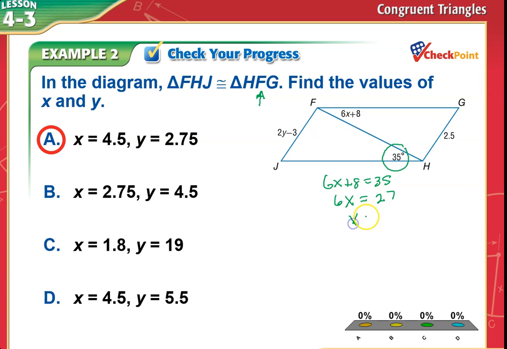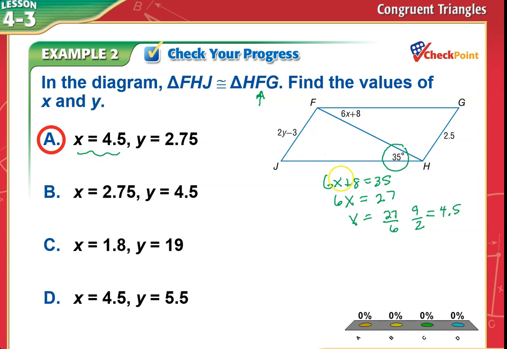And then divide by 6. So we have 27 over 6. I guess we can divide that by 3 on top and bottom. And that gives me 9 over 2, which we know is just 4.5, or 4 1/2, or 4.5. And there it is, x equals 4.5.